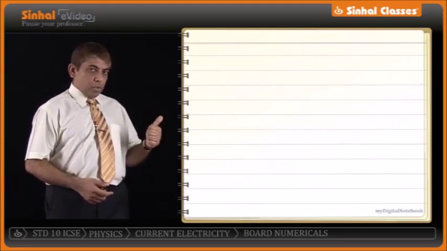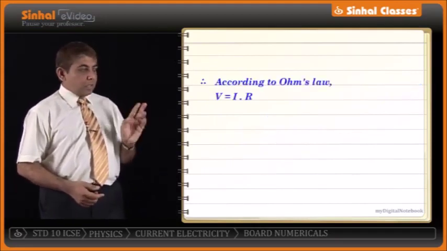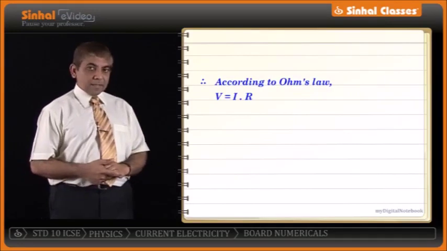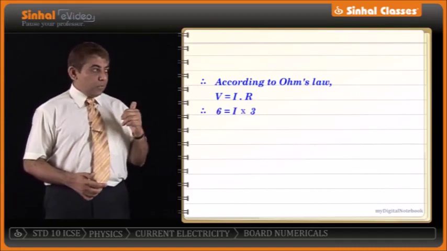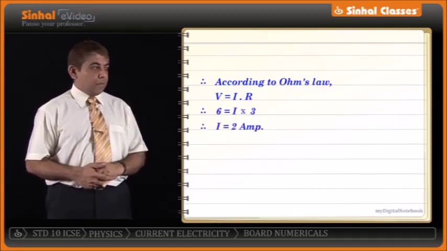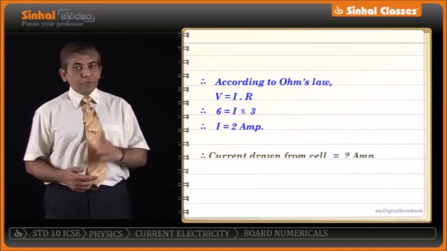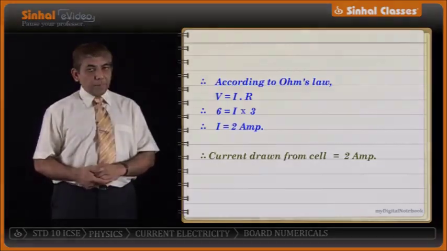Also, according to Ohm's law, I have V is equal to IR. Using that relation, I get 6 is equal to I multiplied by 3. So I get the value of I in this case as 2 ampere. Therefore the current drawn from the cell is 2 ampere.